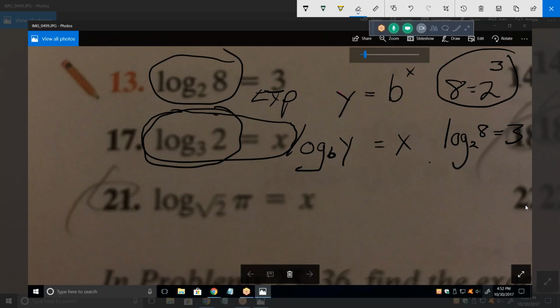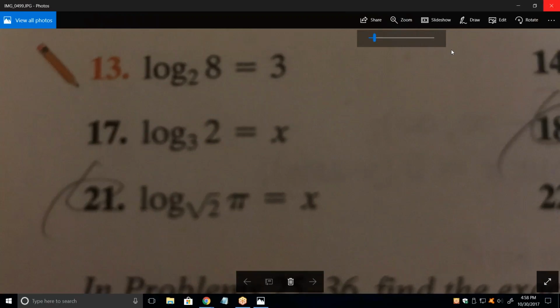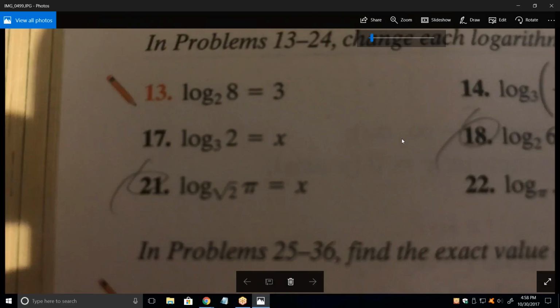Now, were 13 and 17 the only ones? No, I see a 14 over here too. I've just blown it up too much. Let me back it up a little bit. Oh yeah, I think I cut 14 off. Okay, well, we are almost out of time. Should we do 21? Sure. Okay.